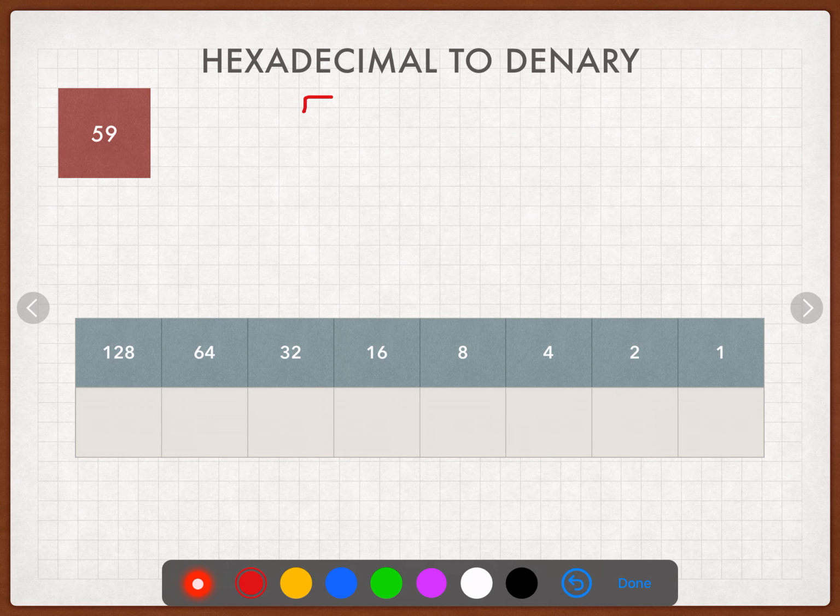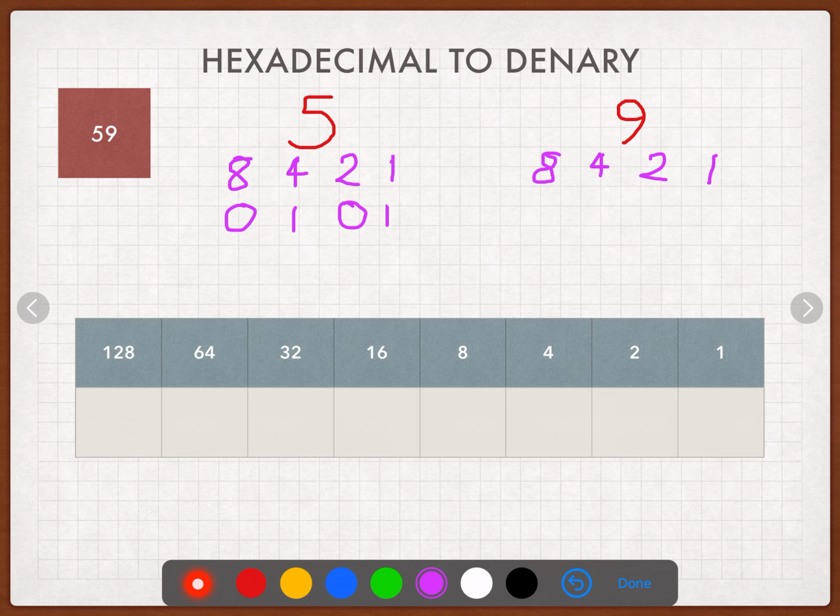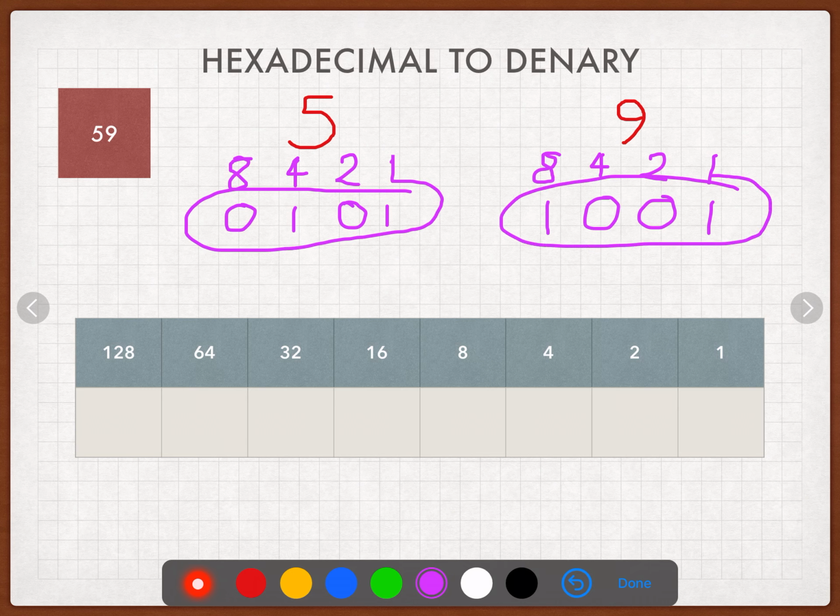Begin by splitting up each of the digits, and write them as a nibble using the values 8, 4, 2 and 1. Five would be made by adding together 4 and 1. 9 would be made by adding together 8 and 1. So you've got 2 nibbles, the left and the right. The next thing I'm going to do is just write those nibbles into my table. So I've got 0, 1, 0, 1 for the first one, and for the second, 1, 0, 0, 1.